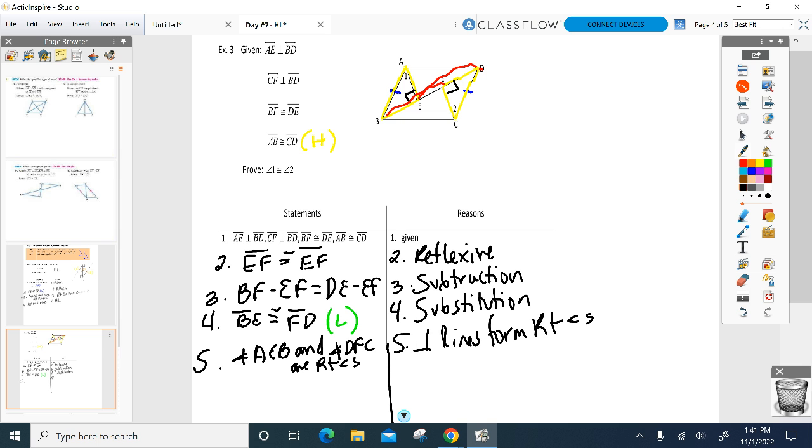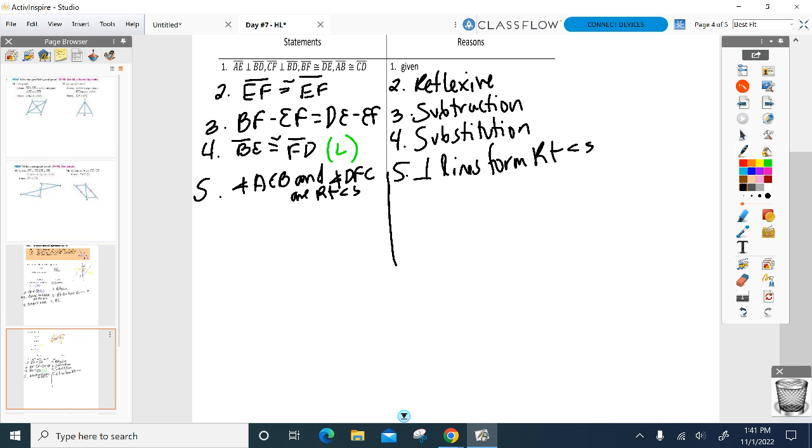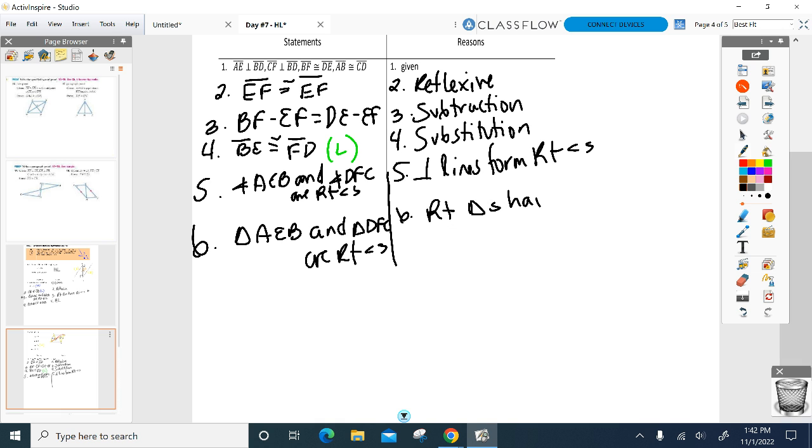The next step, you might write that they're congruent. Okay, so be it. I don't need it, but it's correct if you ever do that. Now I could say triangle AEB and triangle DFC are right triangles. Right triangles have right angles.